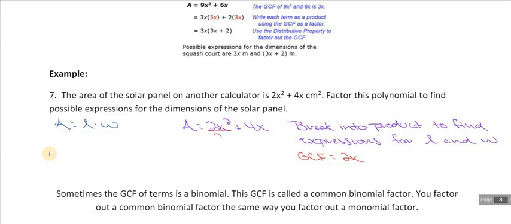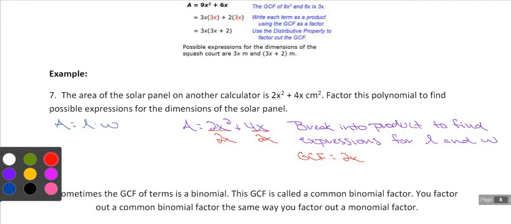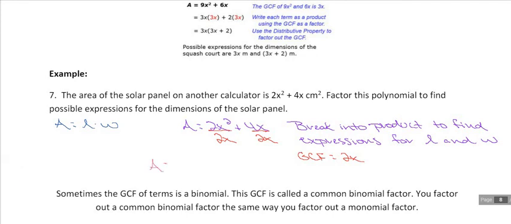So if I divide and drag a 2x, we can now say that our area can be represented as drag the 2x along the outside. 2x squared divided by 2x is 1x, plus 4x divided by 2x is 2. Okay, so now we have our area represented as a product that could therefore represent length and width.